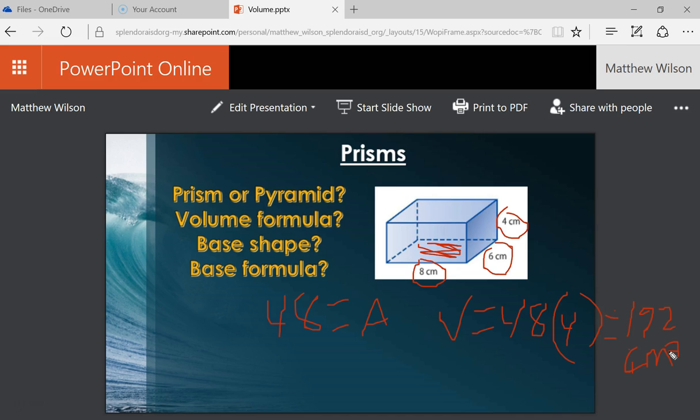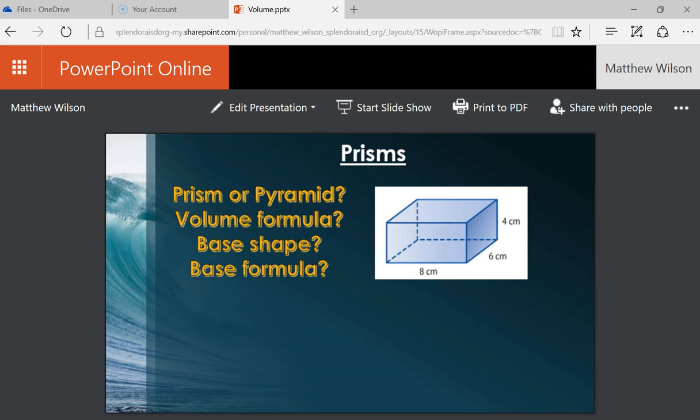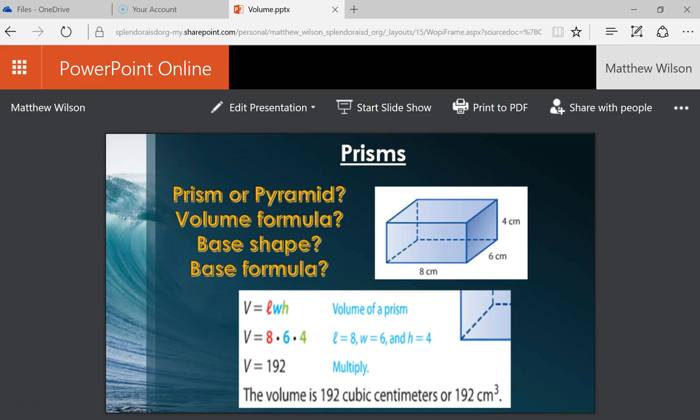So let's go to the next one. And you will repeat this process on every single volume problem. You will always find the area of the base, multiply it by the height. The only difference is you have different formulas for volume. For pyramids, it's 1/3 of base times height. For prisms, it's just base times height, and that's what we just did. So it doesn't get much more difficult from problem to problem. And they got the same answer.